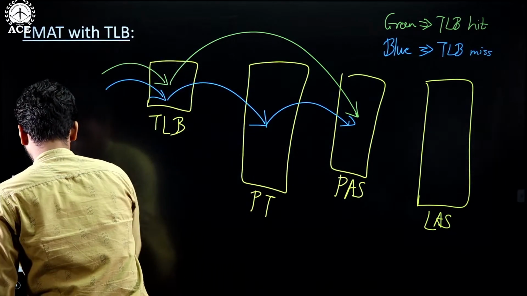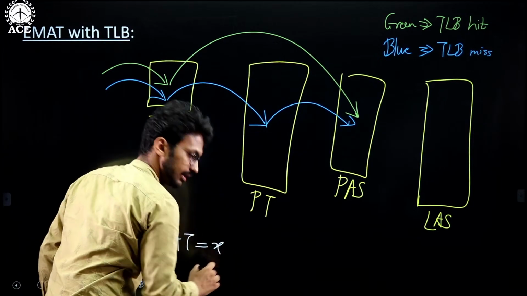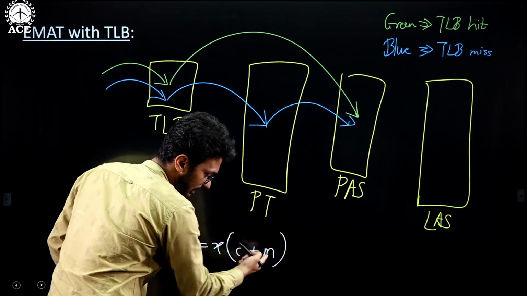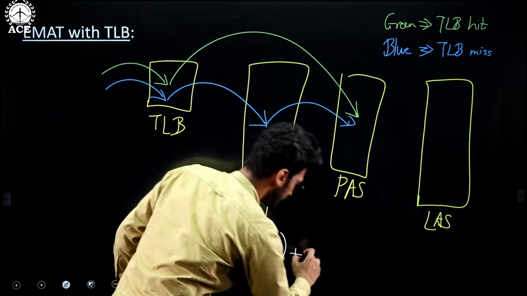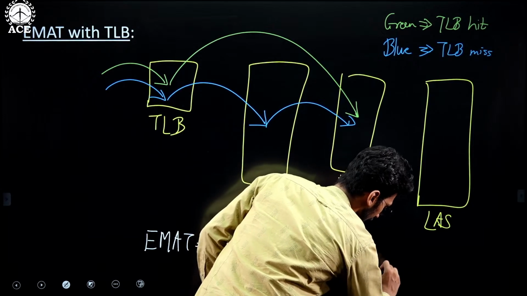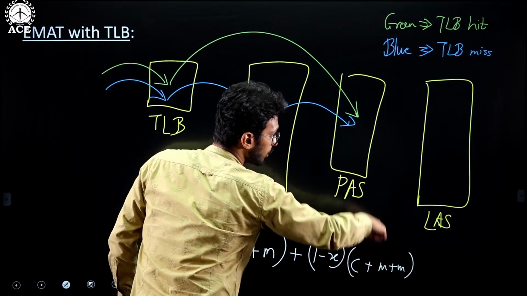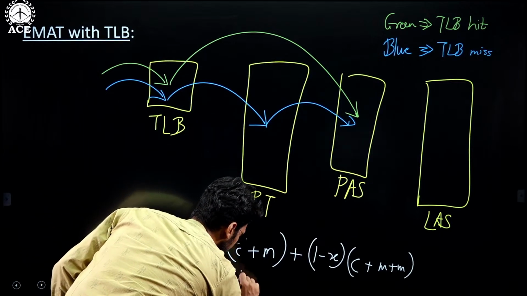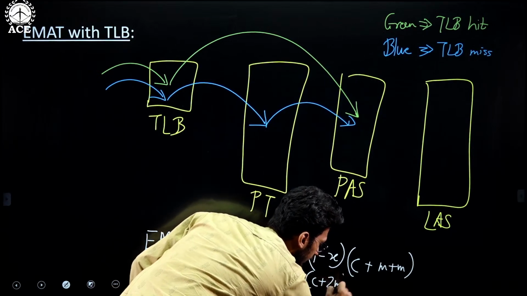So what will be the formula? EMAT, effective memory access time, equals X, the TLB hit ratio, times (C plus M), that is the TLB access time plus the time to access the actual page, plus, if it is a miss, (1 minus X) times (C plus M plus M). M is to access the page table, and the next M is to access the actual page. M plus M is just 2M, so you can write X(C plus M) plus (1 minus X)(C plus 2M).